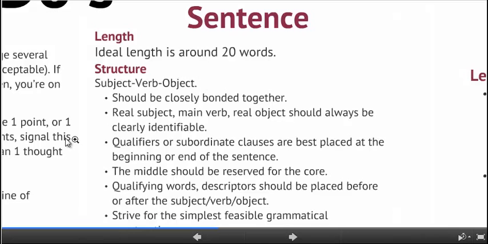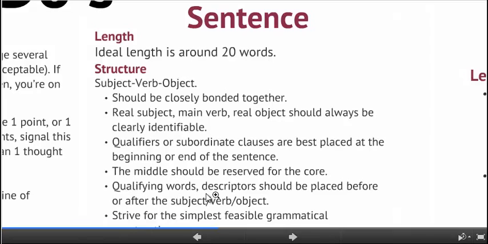At least subject, verb, object. These should be closely bonded together. You want to have a clearly visible main verb. You want to have qualifiers that are best placed at the beginning or the end of the sentences. The middle of it should be reserved for the core.